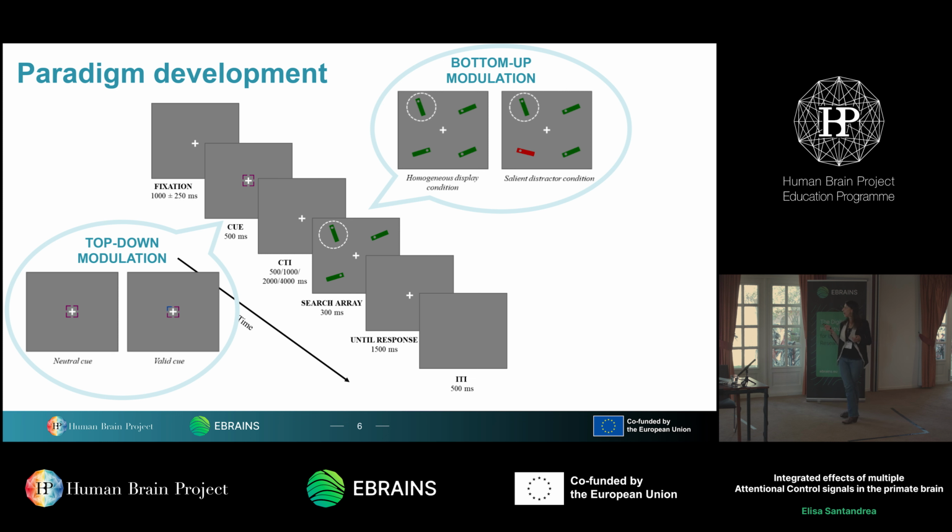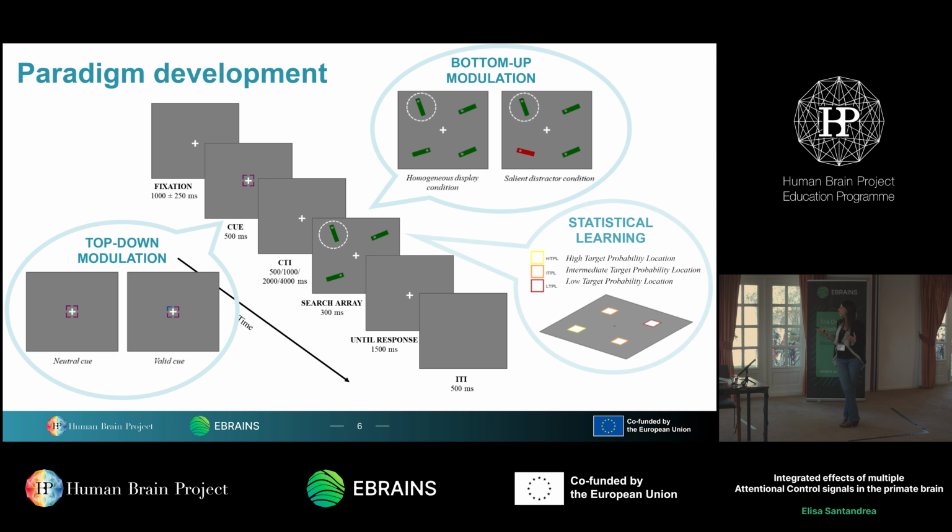Then, after cue offset, the stimulus display appeared, and here we could manipulate different things. For example, in some of the trials, the display was homogeneous in terms of color, so there was the target and other non-salient distractors, but in some trials one of the distractors was colored in a different color, and this was a salient distractor. This was meant to engage also distractor suppression mechanisms, because this signal is very salient and you need to suppress it to go to the target, but also to study bottom-up attentional capture.